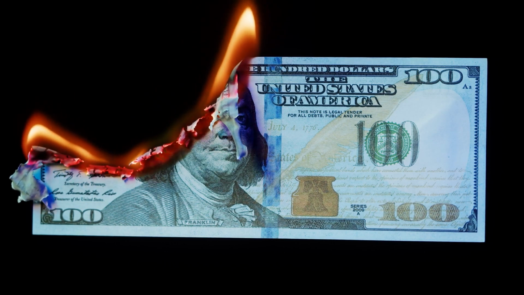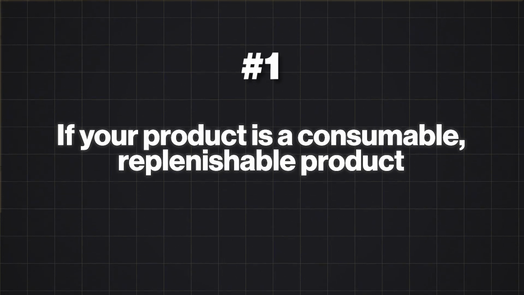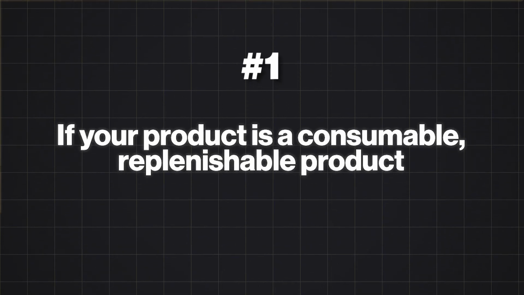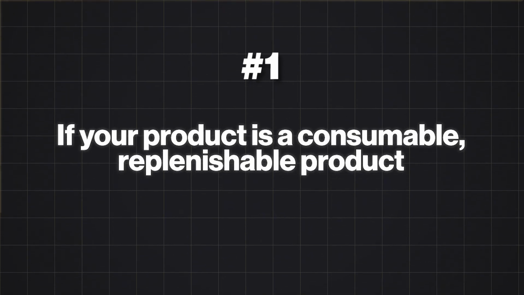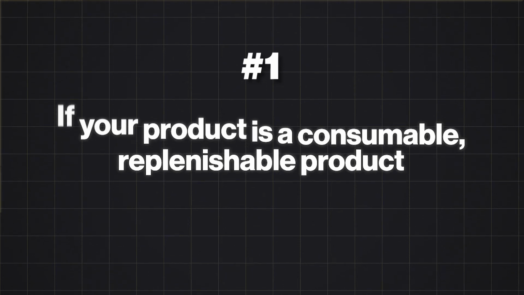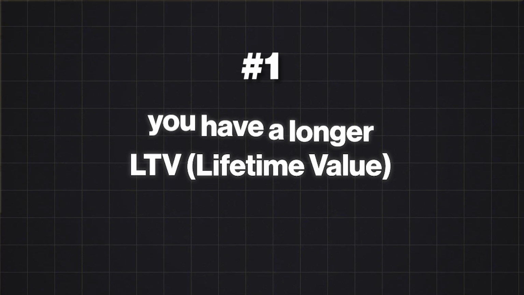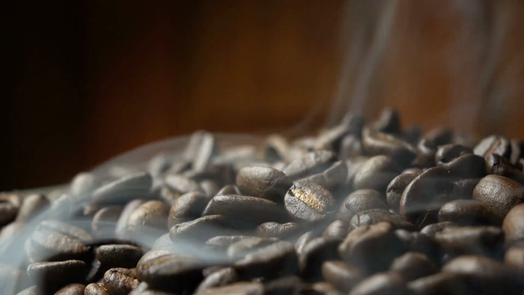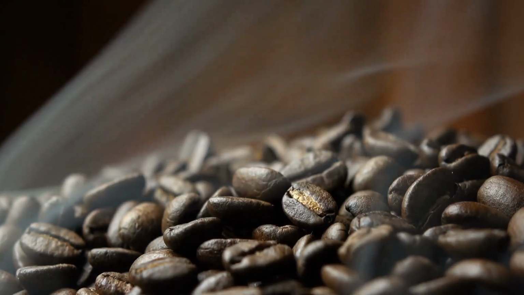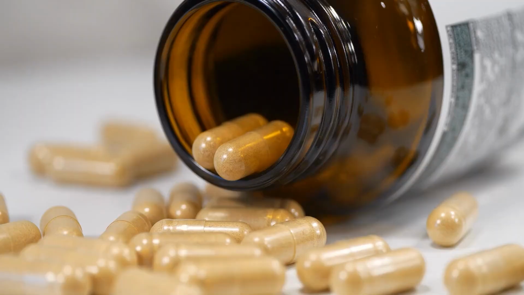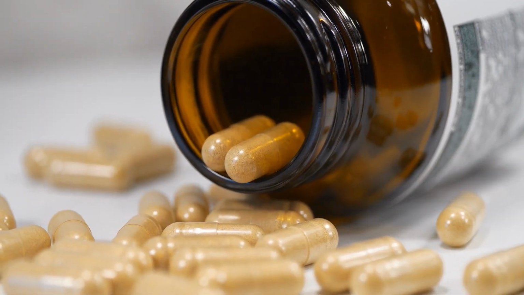You may ask the question, is it okay if I lose money on sales if it's going to help me organically rank better? Two things. Number one, yes, if your product is a consumable, replenishable product, like something that someone's going to have a high repeat purchase, you have a longer LTV, lifetime value. So let's say you're in the grocery business or you're selling coffee and they're going to get on Subscribe and Save and they're going to order it over and over, or supplements, then you can get away with that.